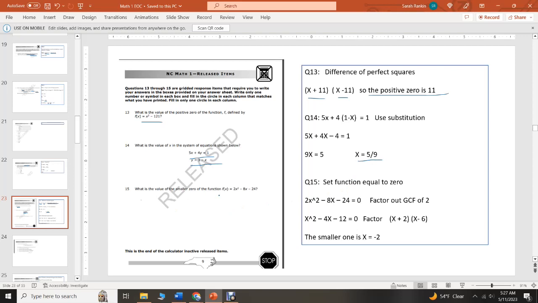What is the value of the smaller zero of the function? First of all, we've got to know what a zero is. A zero is where our y value is equal to 0, so we set y equal to 0. Next we have to factor, so we factor out a 2, and then we need factors that multiply to negative 12 but add to negative 4, so that's negative 6 and 2. So our answers are x equals -2 and x equals 6. The smaller of those two is -2.